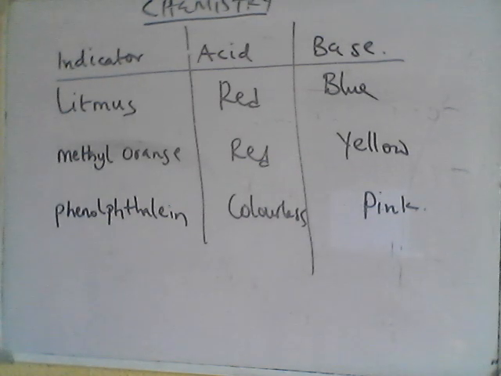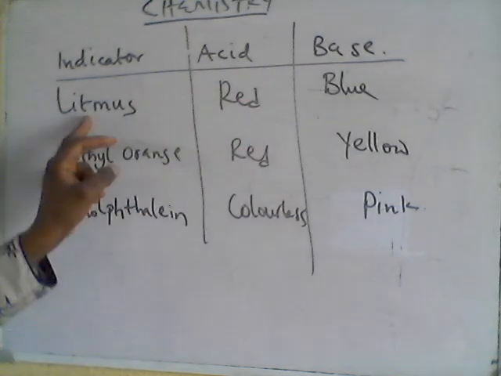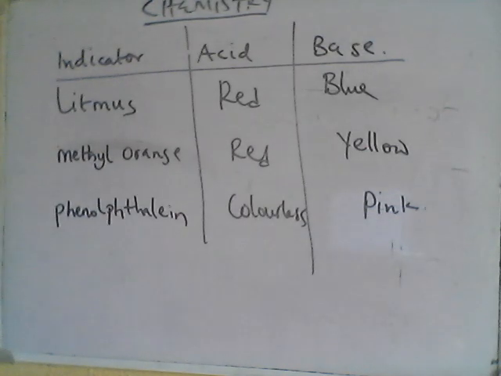For base, if it is blue, that means it's base on litmus paper. On methyl orange, it is yellow, that means it's base. And on phenolphthalein, it is pink, that means it's base. So note these different indicators and the color that pops up when acid or base is introduced to them. It's a way of letting us know what the substance is by the color code.